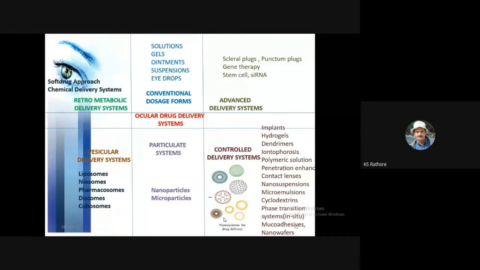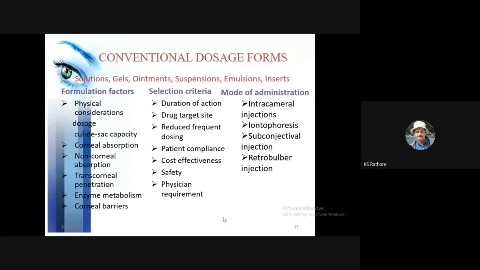And retrometabolic delivery systems, like soft drug approach or prodrug approach, chemical delivery systems. These are some recent ocular drug delivery systems. Now, conventional dosage forms. In conventional dosage forms, we know solutions, gels, ointments, suspension, emulsion, inserts, and formulation factors like physical considerations, doses. On these factors, we choose different kinds of traditional or conventional dosage forms.